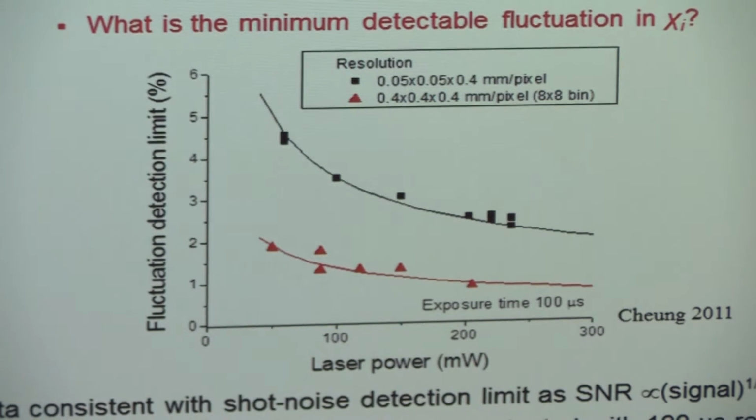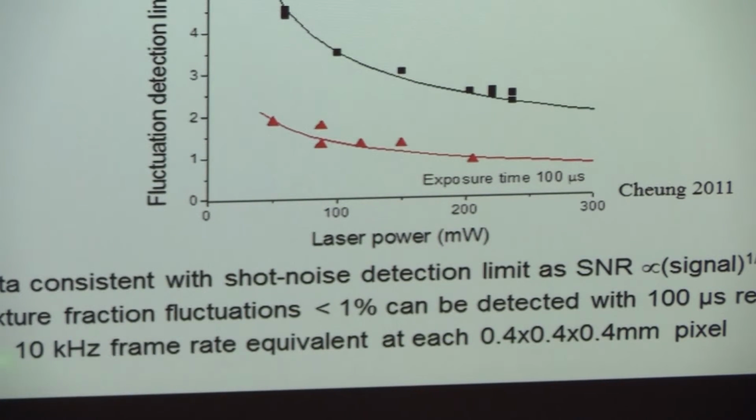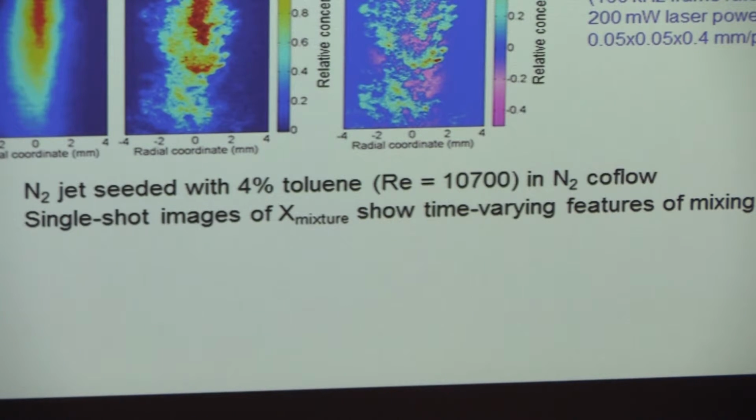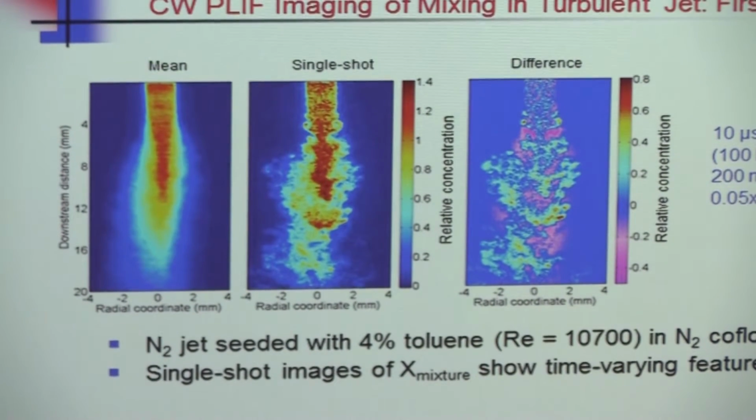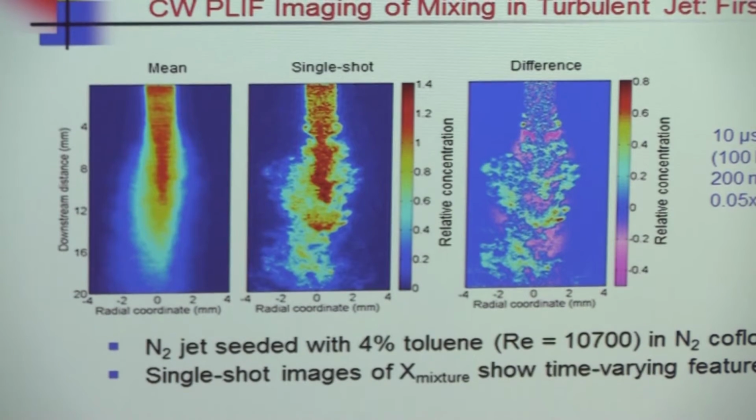I mean, 0.4 millimeters by 0.4, that's a pretty small region. And we could do that at 10 kilohertz. So that's the framing rate for 100 microseconds. So we could take 10 kilohertz pictures with our CW laser with this sort of high spatial resolution on a camera. Here's some pictures. Remember, this is a downward flowing jet. And this is toluene seed.